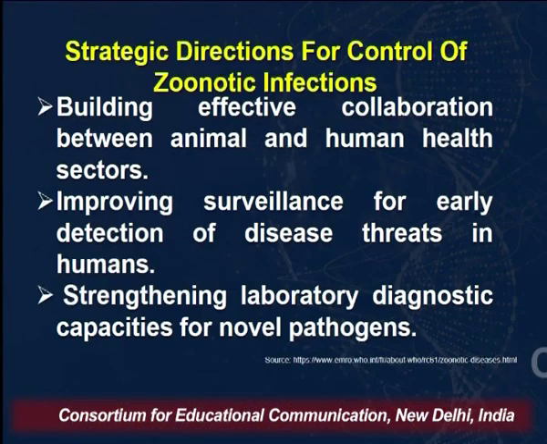Now, there are various strategies and directions to control these zoonotic diseases, which include building effective collaboration between the human and animal health sectors, improving surveillance for easy and early detection of disease threats in humans, and strengthening laboratory diagnostic capacities for novel pathogens.